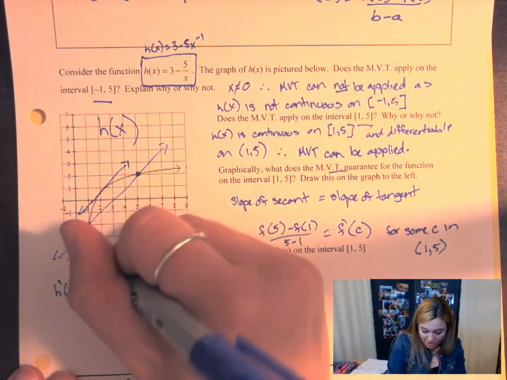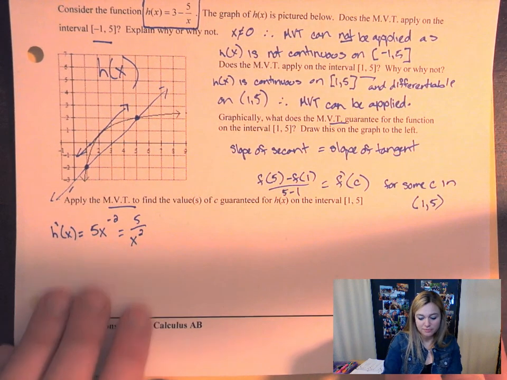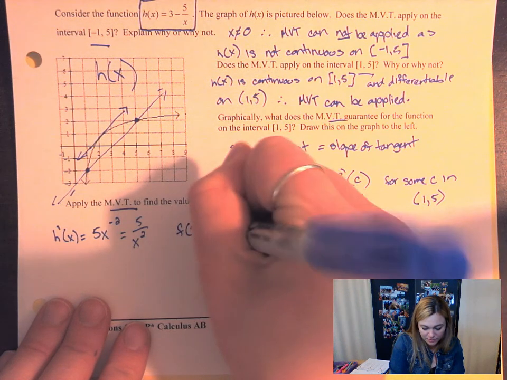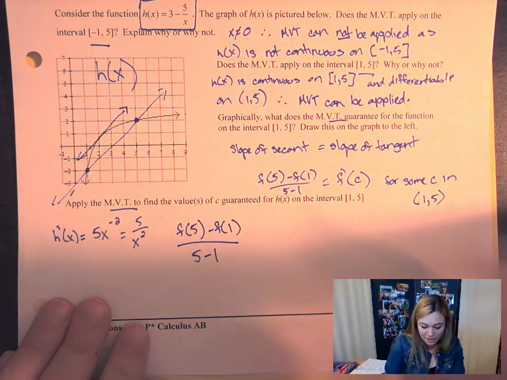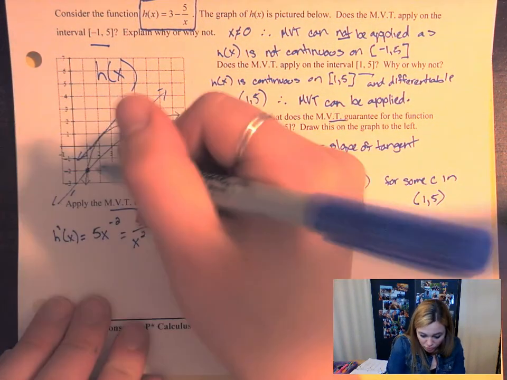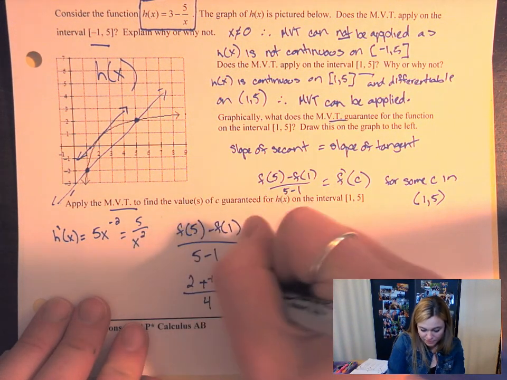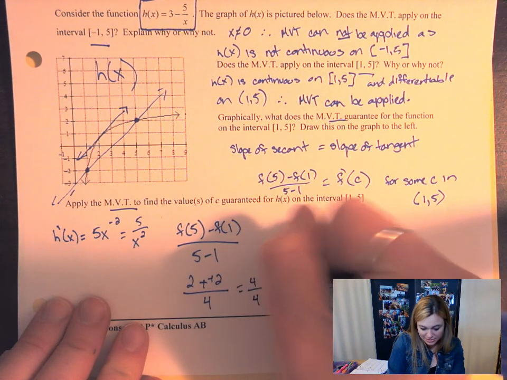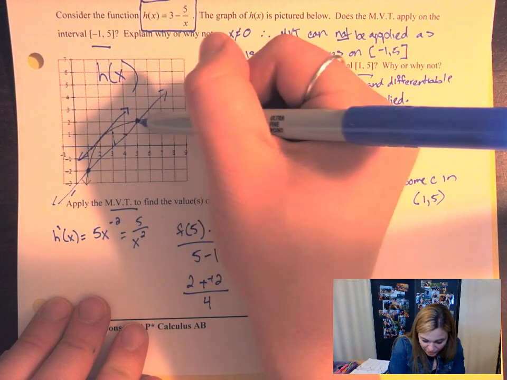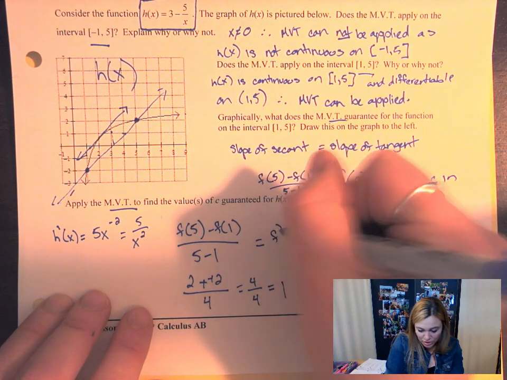It says apply MVT. So what I'm going to do is move up to just about here. And I'm going to say, well, what is f of 5 minus f of 1 over 5 minus 1? F of 5 was 2. F of 1 was negative 2. 5 minus 1 is 4. That's nice. And if I check up 1, right 1, up 1, right 1, up 1, right 1, up 1, right 1, yeah, the slope is just 1, so I could have done it that way. There's somewhere where this is going to be equal to f prime of c.